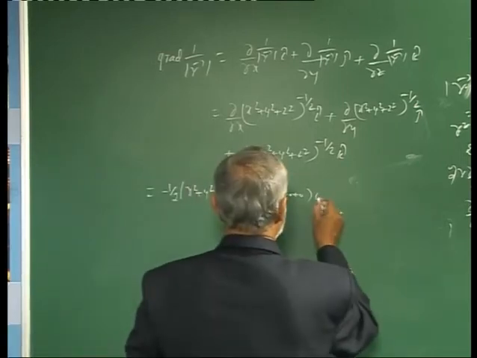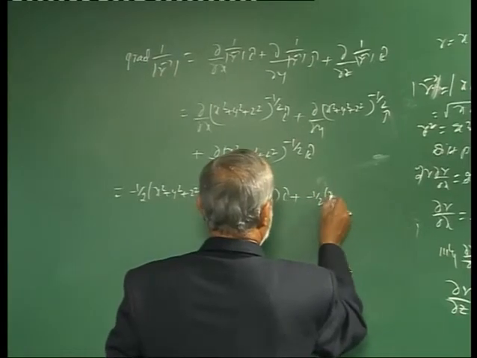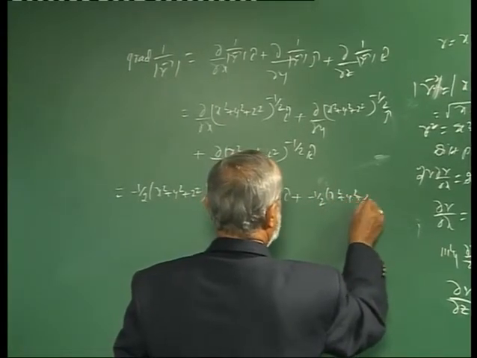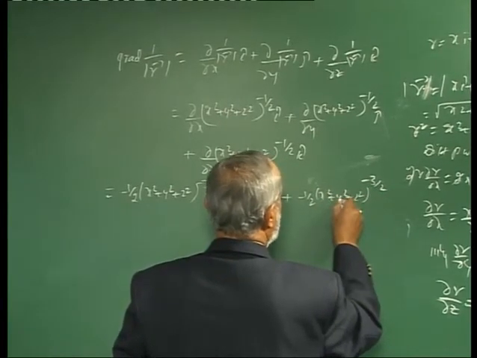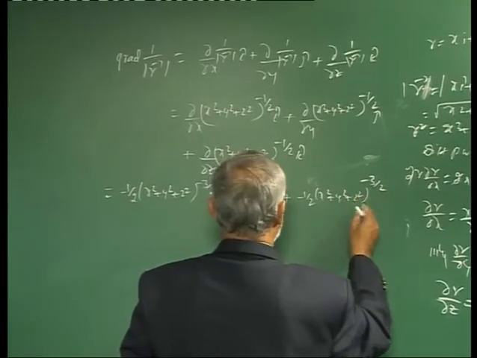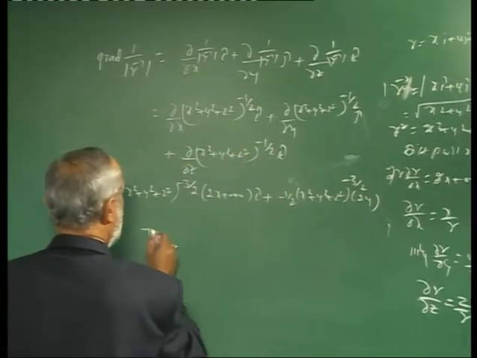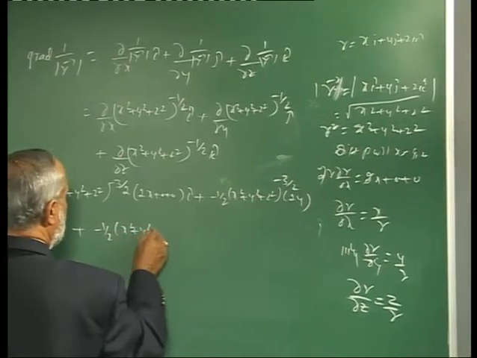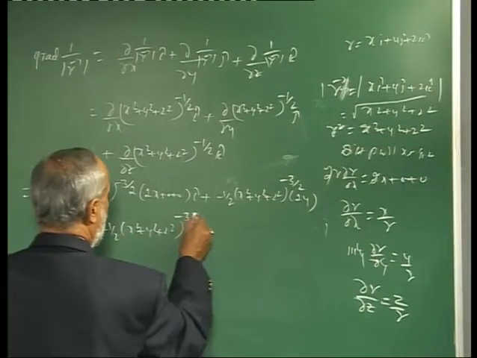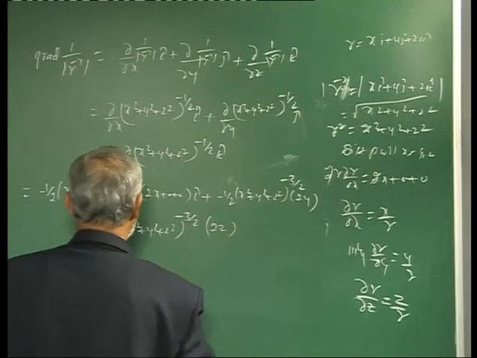Next, plus into i vector, plus here minus 1 by 2 x square plus y square plus z square whole to the power of minus 3 by 2, x square is 0, y square is 2y, because you are differentiating partially with respect to y. Next, plus minus 1 by 2 x square plus y square plus z square whole to the power of minus 3 by 2, x square is 0, y square is 0, z square is 2z.